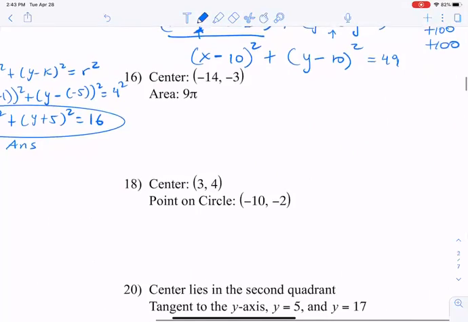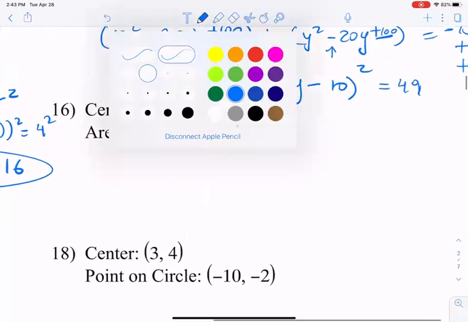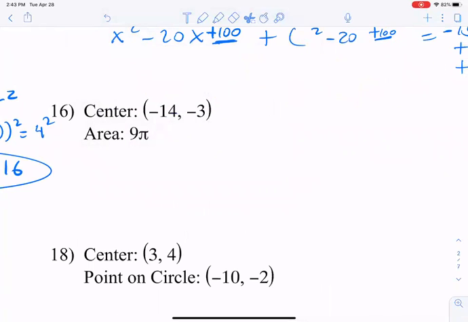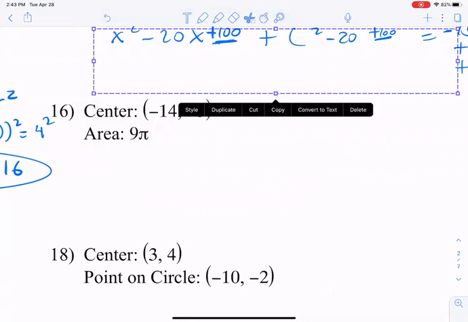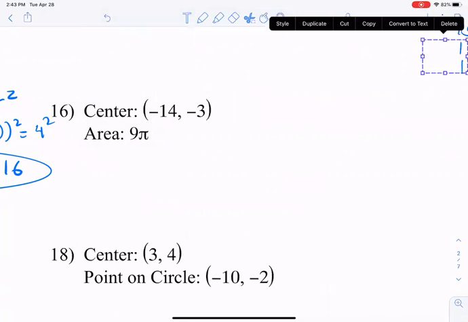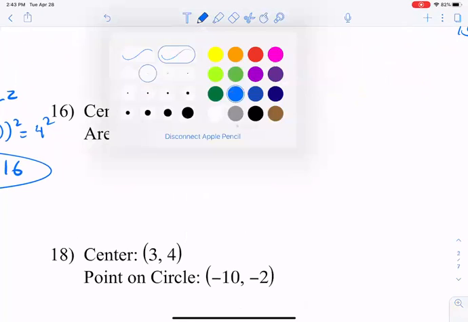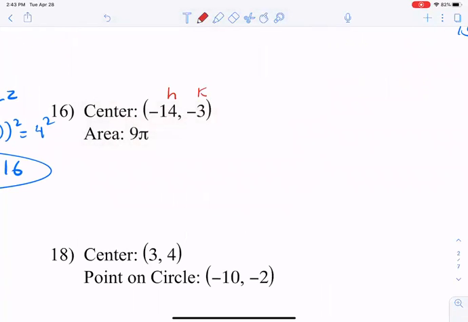Next problem. We have the center is hk again. Let me erase that on the top so it doesn't get messy. So again, the center is hk. Let's put that in red. This is hk. This is the area. So here we don't have the radius, but we can write our equation. This is our equation: x minus h squared plus y minus k squared equals r squared.